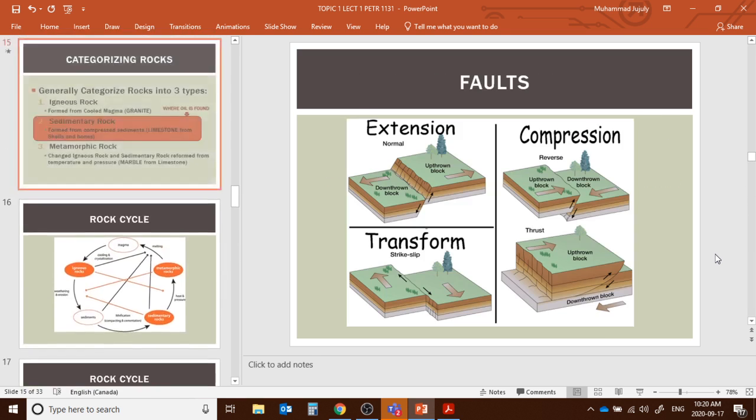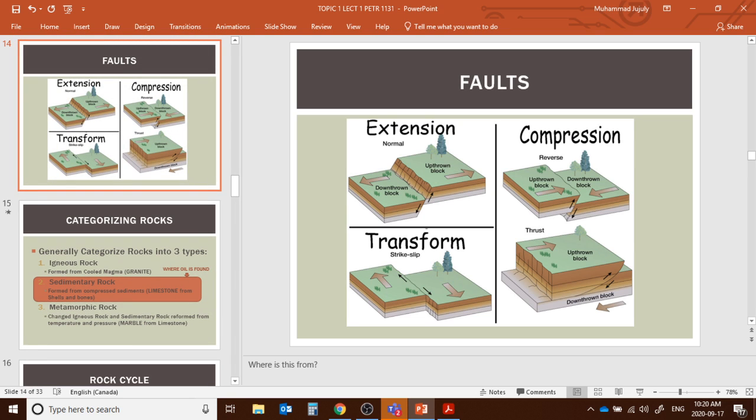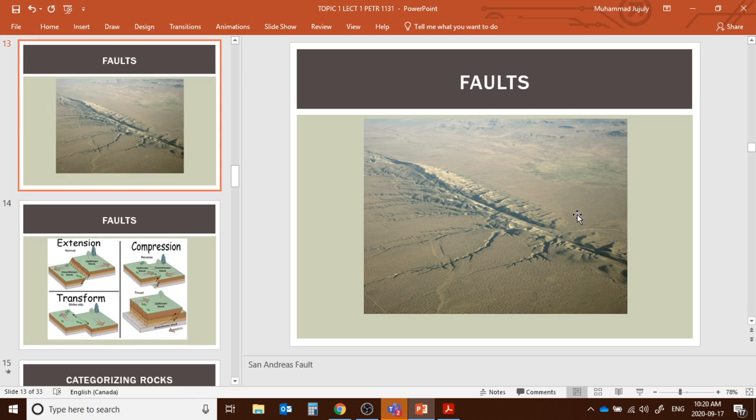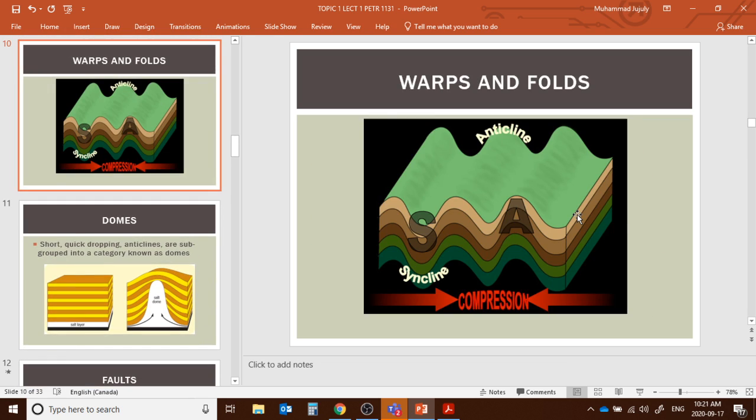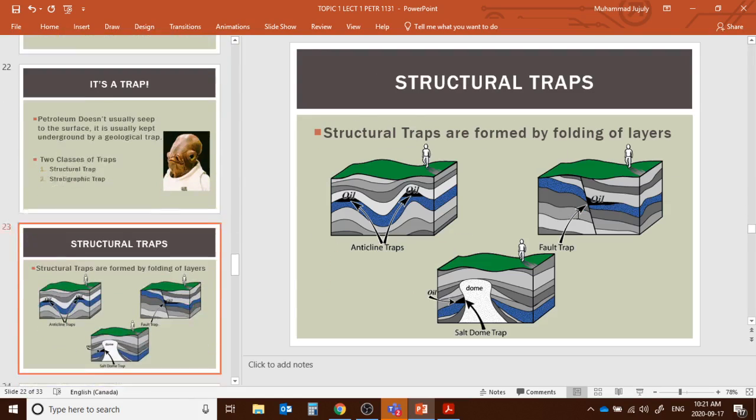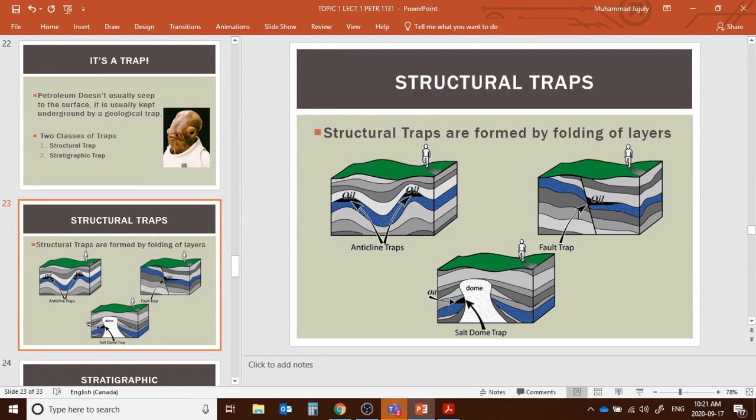Remember, we were learning about faults, how the faults are created, and the domes and the warps and folds. Okay, now come to the traps. Look at that. This is the anticline, this is the syncline. That means the oil and gases could actually be held as a trap at the anticline. And remember the faults.